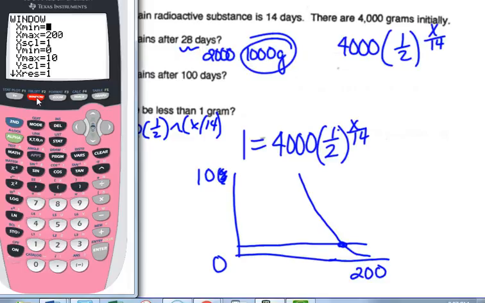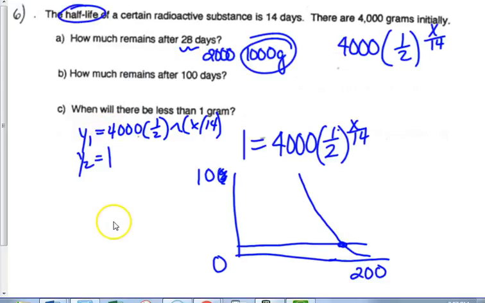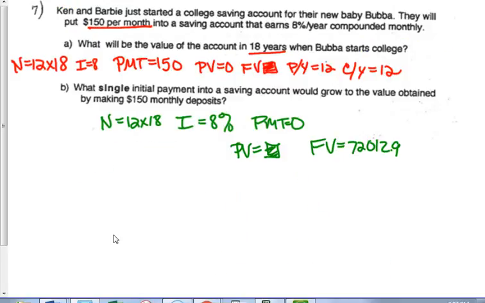Did you get 160 something? Okay. Everybody all right? Seven B is weird, and I don't think I put that on a test or quiz.